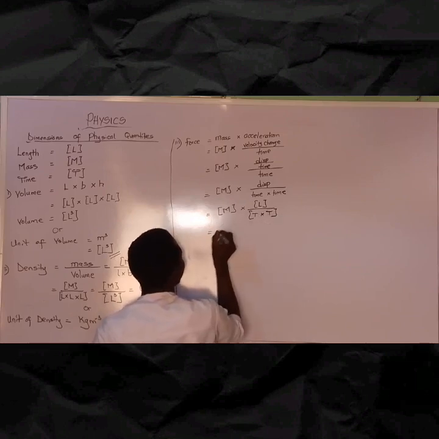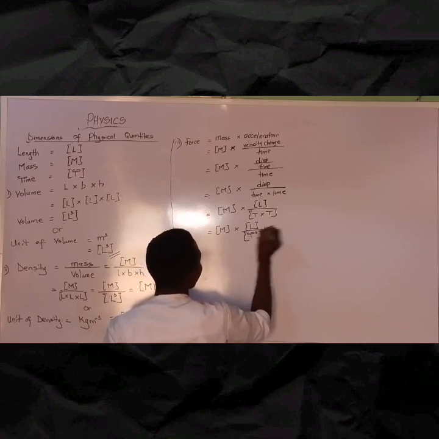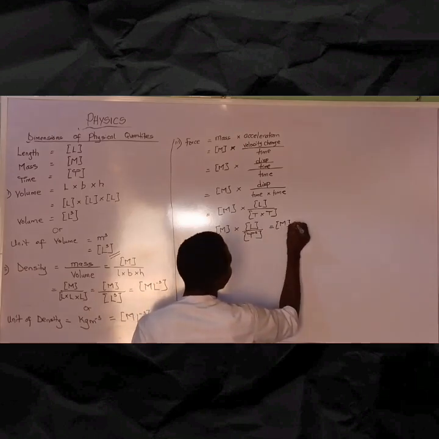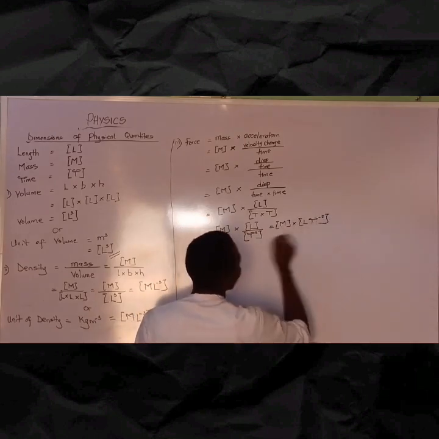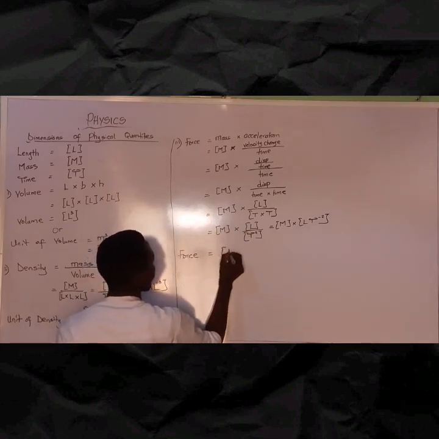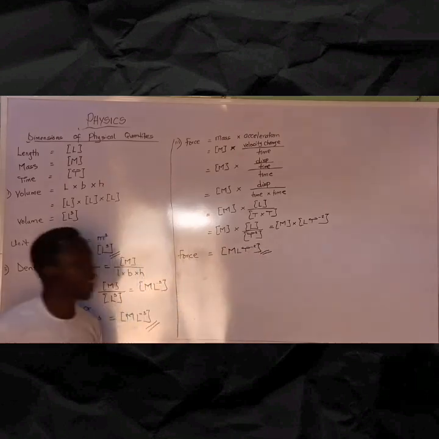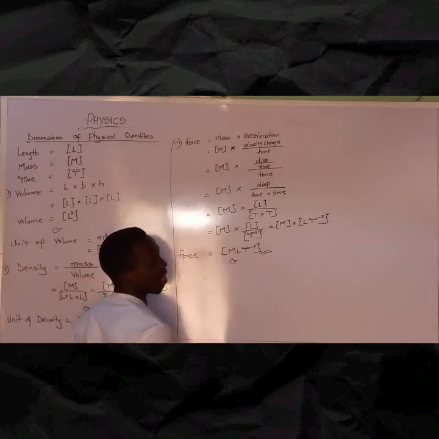Then this is now M times L over t squared. You know, with indices, combining these two, it will now be M times L, then t raised to the power minus 2. Then combining this in one bracket, your force will be equal to M L t raised to the power minus 2. So this is it. Or using the units. Please, you have to be very versatile.